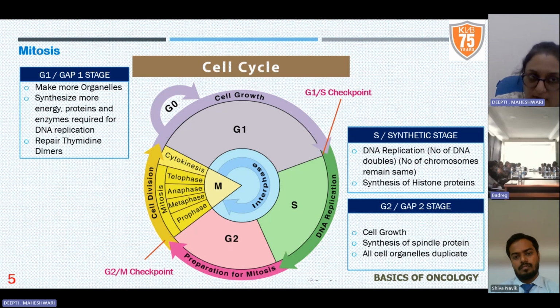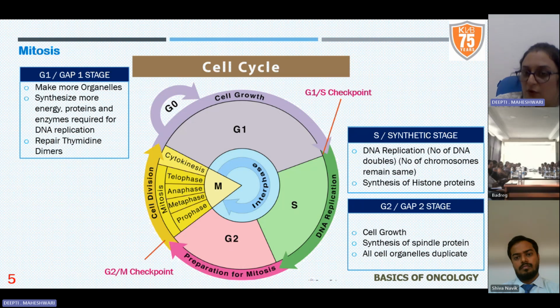So in the G2 phase, the cell is preparing itself for cell mitosis. Plus you have the spindle formation, and both the groups of DNA are pulled to two different sides, and all the cell organelles are getting duplicated in the G2 phase.